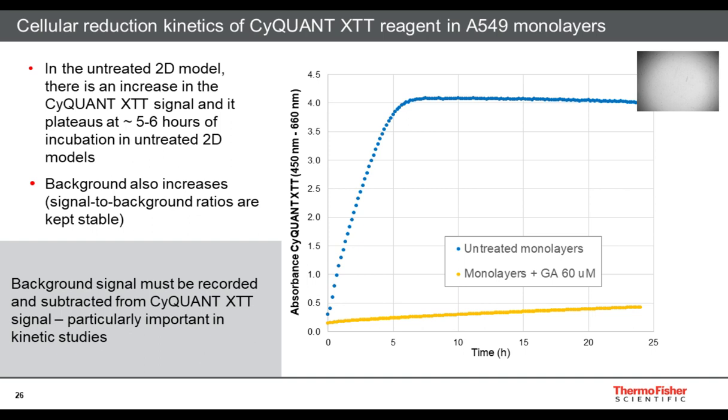Furthermore, if you look at the drug-treated cells or the dead cells, which is the yellow line, the absorbance signal continues to increase over time, but slowly. This is why it's important to record the background signal that comes from your media only when treated with the CyQUANT XTT reagent. This background signal must be subtracted from your test samples to obtain a true signal from your viable cells.